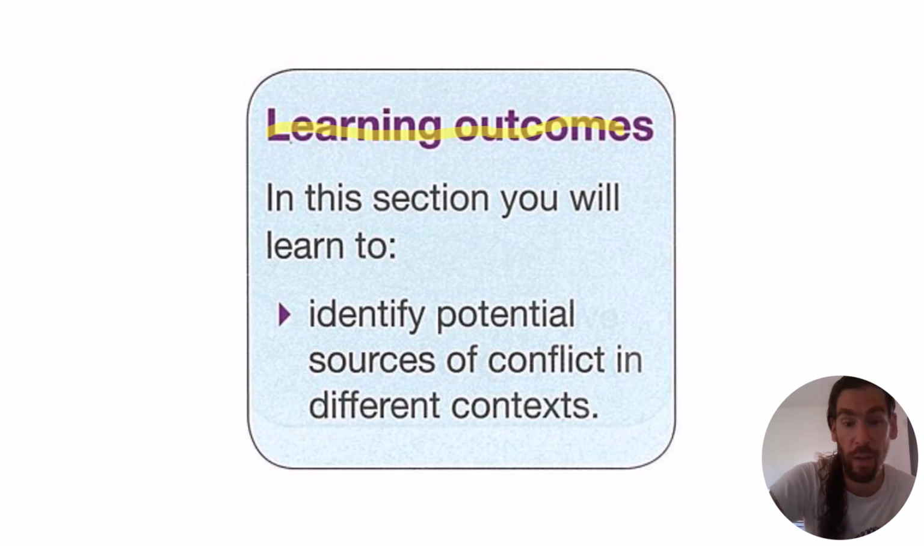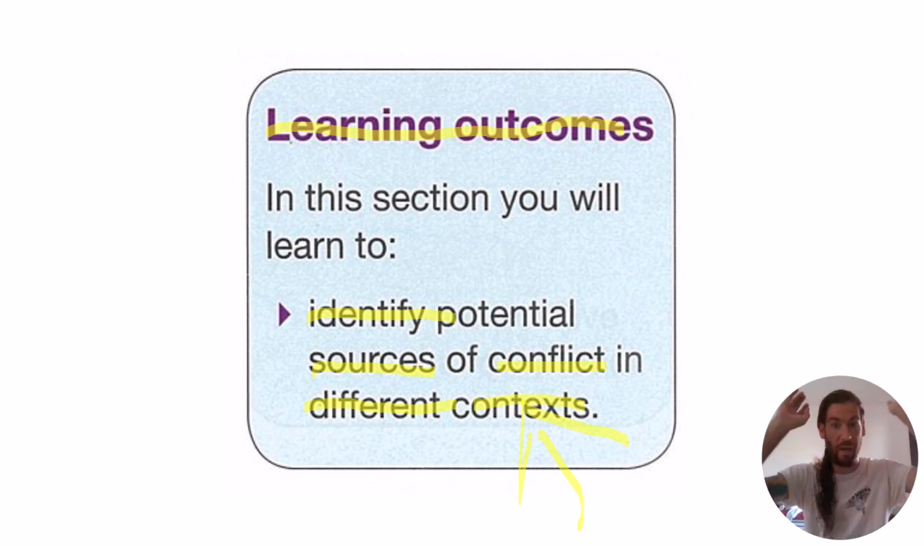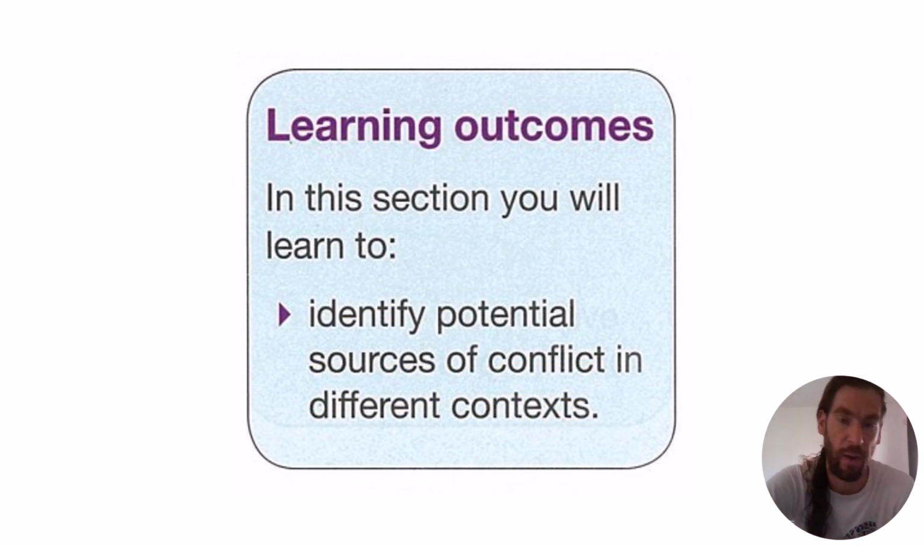Learning outcomes: identify potential sources of conflict in different contexts. Yeah, in different situations. So context is like a situation. Might it be at school, might it be in your sports team, might it be in your friend group. You can have all kinds of reasons why you have a conflict. That's what we're talking about. And we're going to identify different potential sources of conflict.